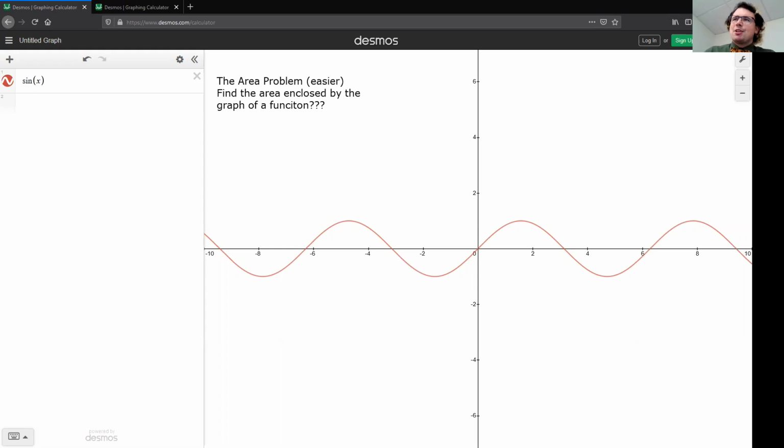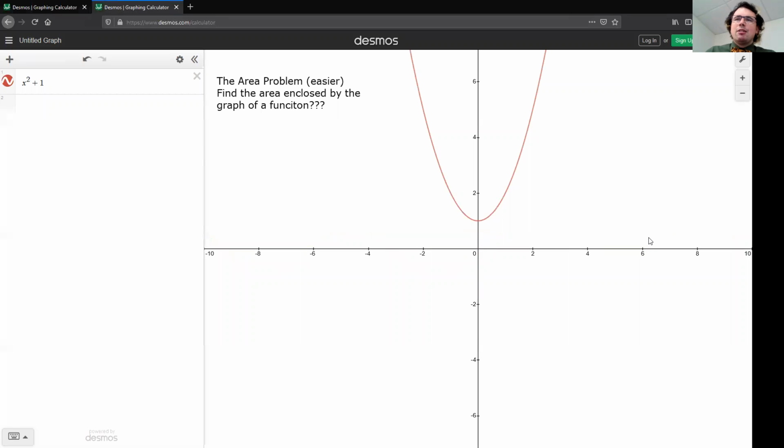This is just a curve. This is a sine function. It doesn't loop back on itself. It doesn't violate the vertical line test. So where is the area? Or what if I looked at something different? Where's the area here? What should this mean, to have area enclosed by a graph?